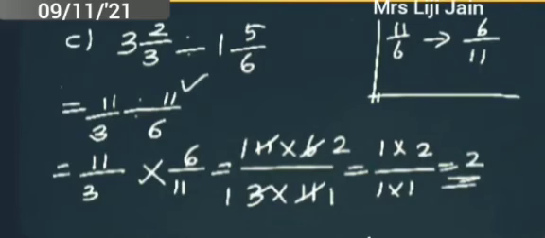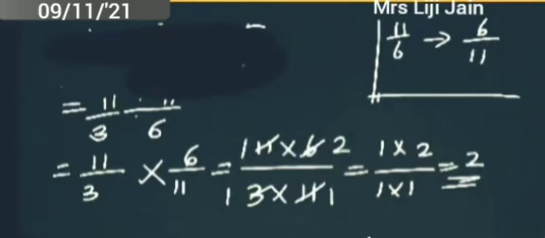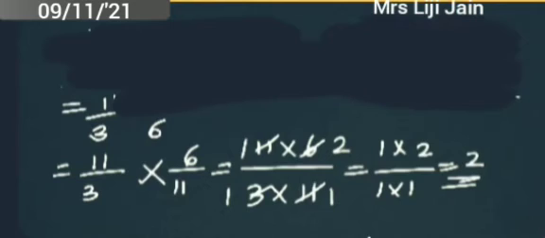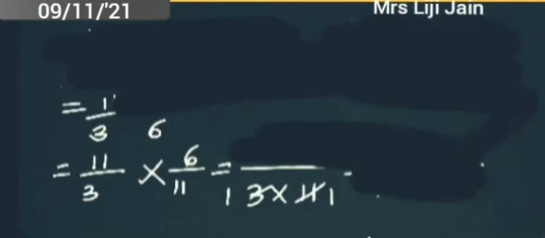Okay, all these steps can be done in the mind and directly you can write the answer as 2. That is up to you. As per your convenience, you can decide how to do or how to write the steps. Okay, now let's try to do D. I think this is very easy. Once you know the method, you can easily do it.